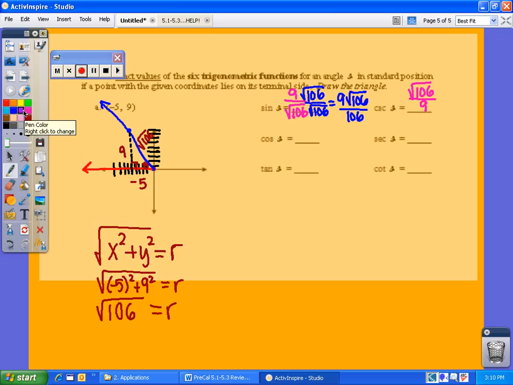Now moving on to cosine. Cosine is adjacent over hypotenuse. So that's negative 5 over square root of 106. When I do the reciprocal, it's square root of 106 over negative 5. Can't have that. Must rationalize.